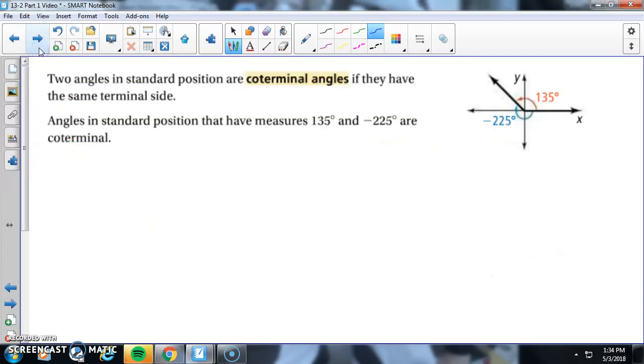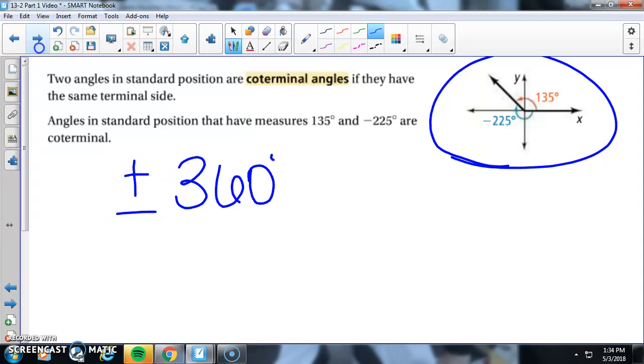Two angles in standard position are coterminal angles if they have the same terminal side. So all that means is our ending side is the same. Angles in standard position that have measures 135 and negative 225 are coterminal. So if you look at this graph here, we see that negative 225 ends at the same place as 135. The way we find coterminal angles is adding or subtracting 360 degrees. And the reason is because if we add or subtract 360 degrees to an angle measurement, we are going all the way around the circle and going to end at the same spot.